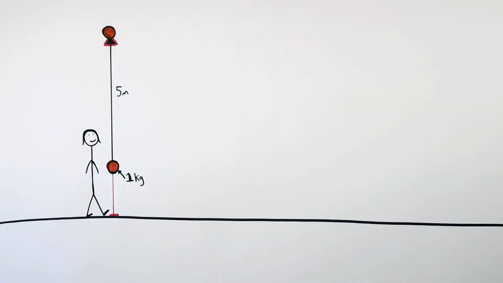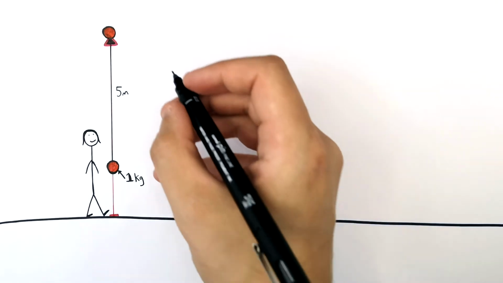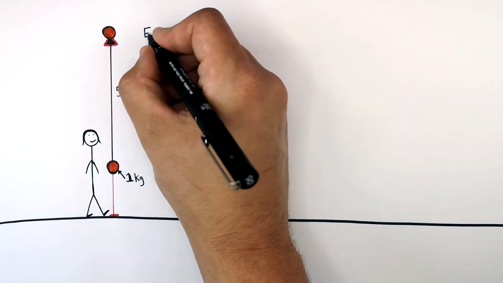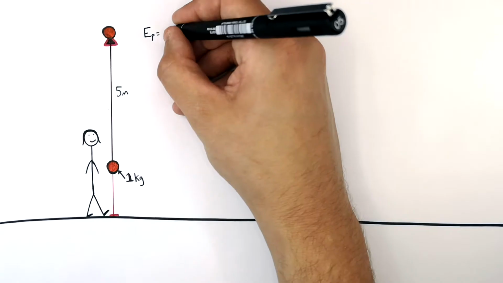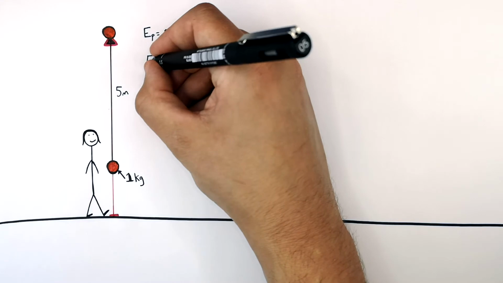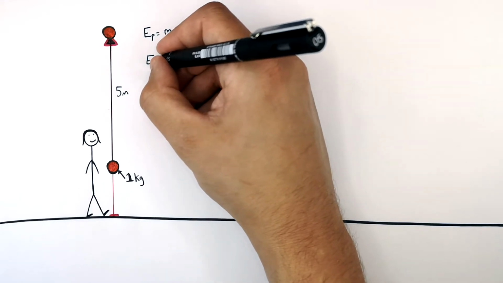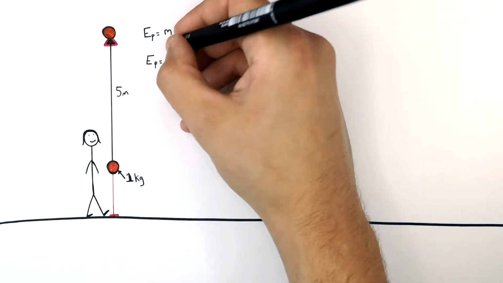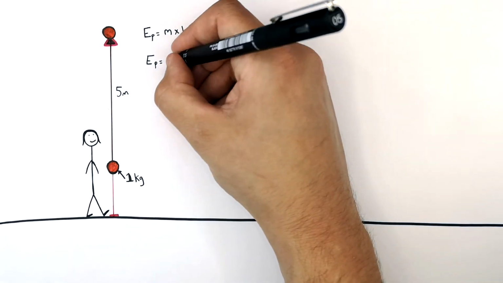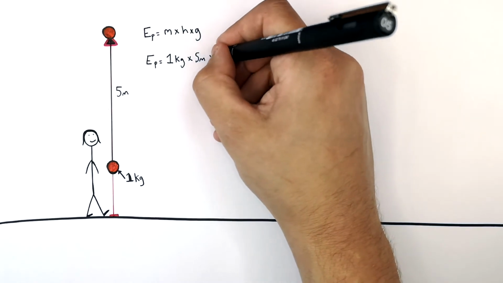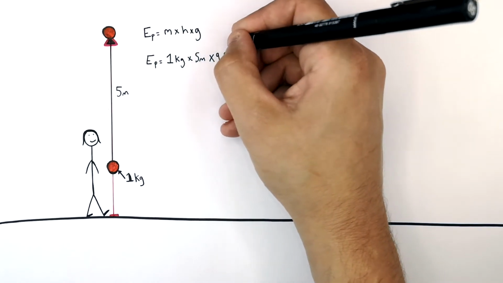So to calculate the gravitational potential energy stored in this 1 kilogram ball 5 meters above the ground, we need to recall the equation: gravitational potential energy equals mass times height times gravitational field strength. We don't need to rearrange the equation because we're working out gravitational potential energy. So you then substitute in the numbers: 1 kilogram times 5 meters times 9.8 newtons per kilogram.